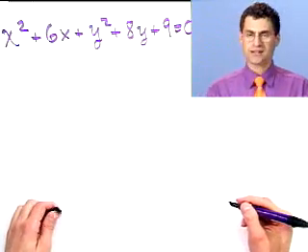Now, if someone handed that to you, what would you do? Well, you'd hand it back, of course. But what if someone handed it to you and said, okay, that's some circle, and I want you to find its center and its radius? Not as easy as if it were just given to you in that nice factored form. So how would you do this?